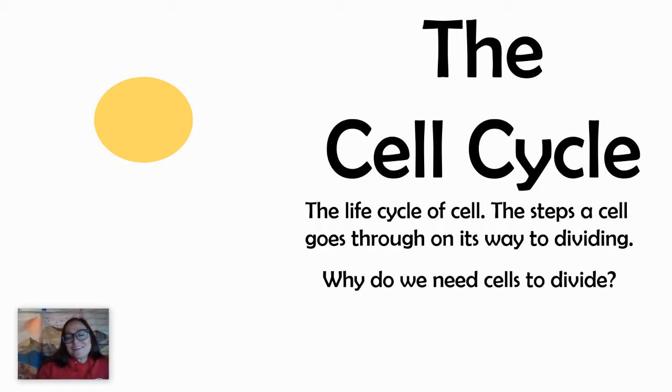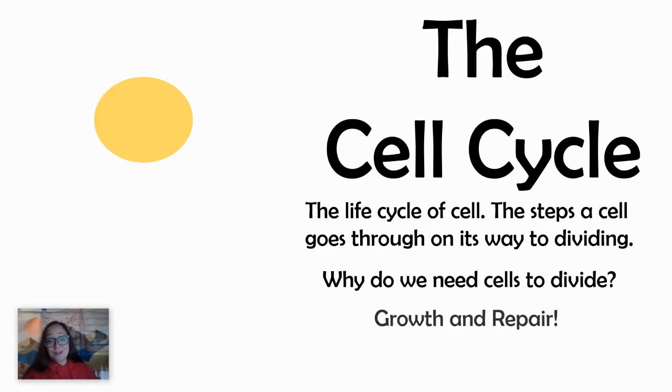Okay, but why do our cells divide? Well, one, like I mentioned, is growth. But the other one is repair. So if you've ever had a cut, like your skin got cut, we need to repair that and build new cells. And that happens by mitosis.